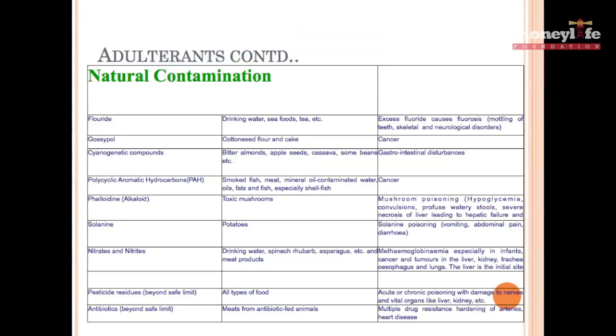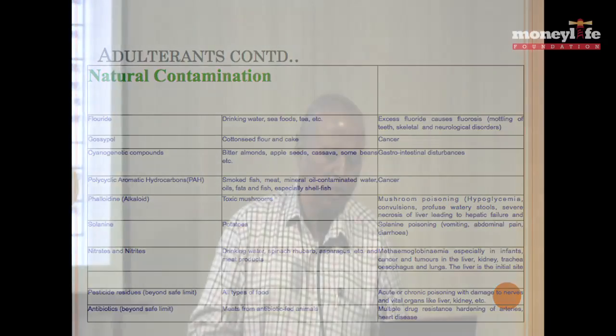Then cyanogenic compounds. Now most of us are aware of bitter almonds. Bitter almonds are of two types here. One is what you get from jardalu, that is the apricot. Apricot kernel is something which is very bitter. But if you take it in excess, you may die because it contains hydrogen cyanide. Now this hydrogen cyanide is the thing which gives you the bitter taste, or the taste which is typical of bitter almonds. Apple seeds, same story.